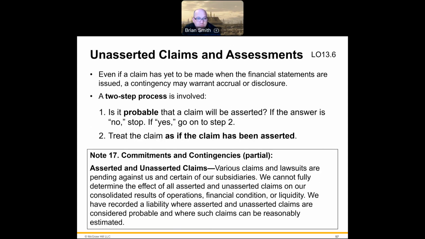Okay. Is it probable that a claim will be asserted? If the answer is no, we're done. We don't have to do anything. But if yes, then the claim has been asserted, or it can be or will be asserted, and at that point we need to book a liability there.